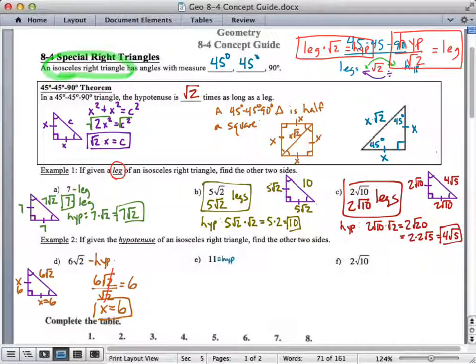This one's going to get uglier, but it's just as simple process-wise. We start off with the hypotenuse being 11. Will we multiply or divide to go from the hypotenuse to the leg? We will divide by the square root of 2.